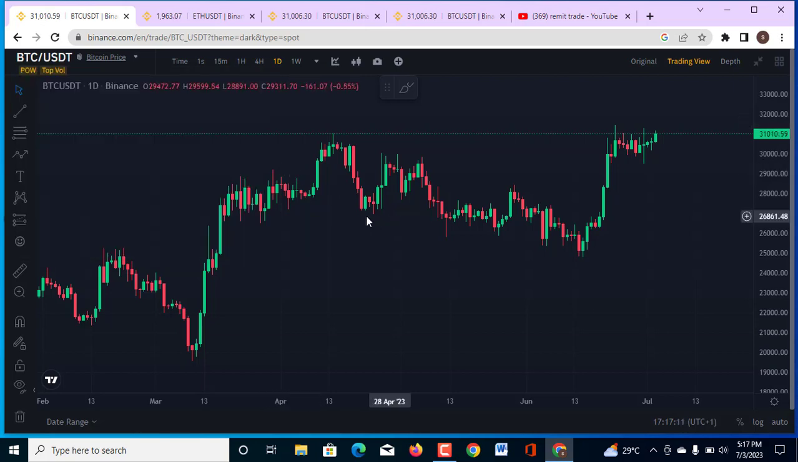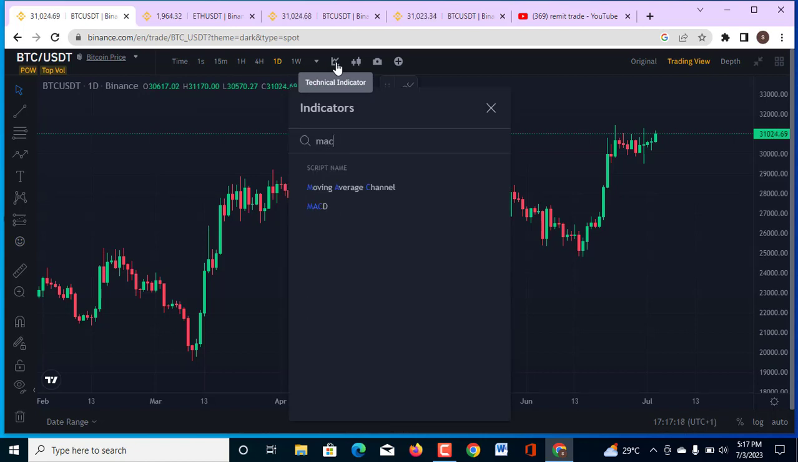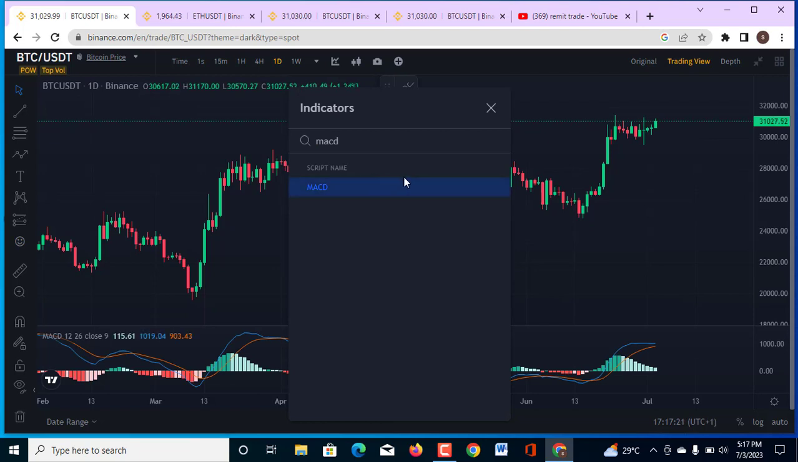Right here on the 1-day chart of BTC USDT, if you want to add the MACD to this chart, you simply go to this area, technical indicator, and then add the MACD to my chart. And right here is the MACD on my chart already.